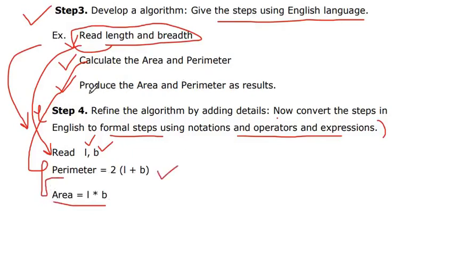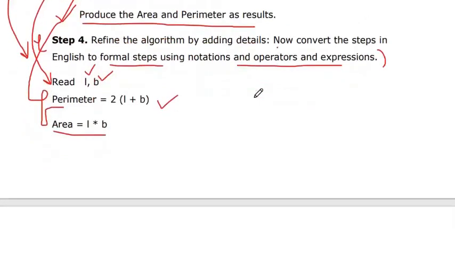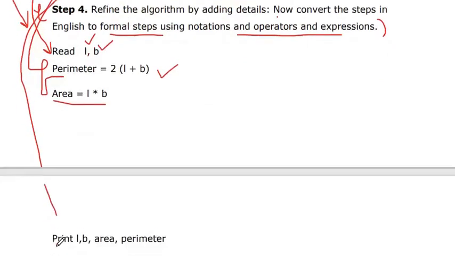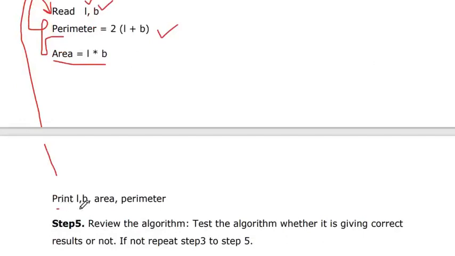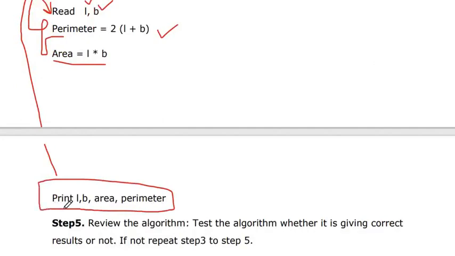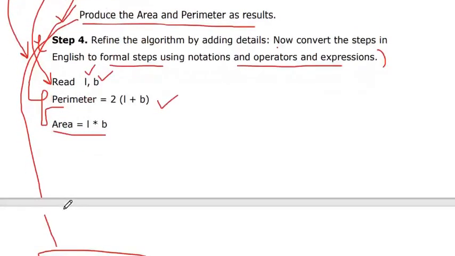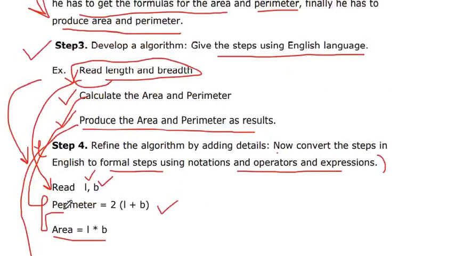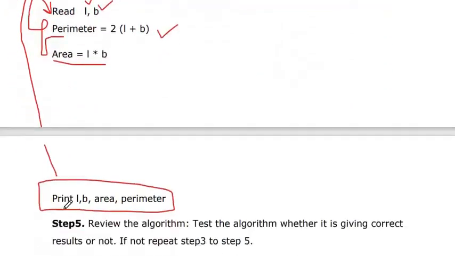Now, next, look here. Produce the area and perimeter as results. Go to the next page. Here I have written on this page: print L, B, area and perimeter. So we have to write print. Print is used to produce the output. Read is used to read the length and breadth. This is the fourth step.